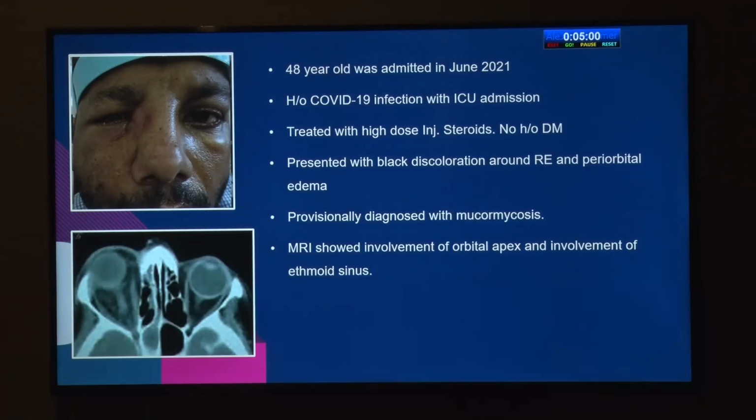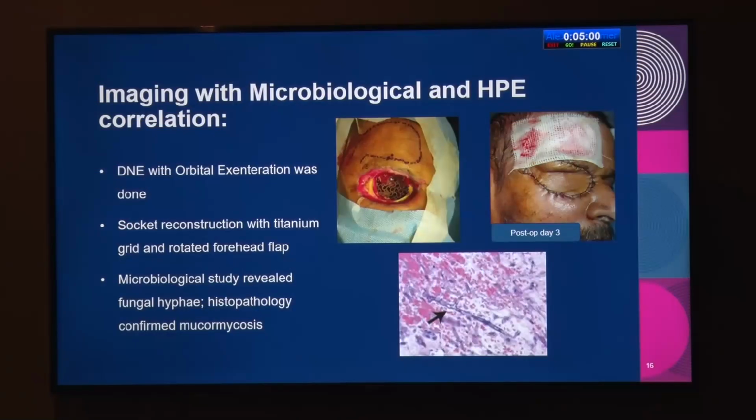Coming to my third case, this was a 48-year-old male patient admitted to the COVID ICU of our center in June 2021. He was treated with high-dose injectable steroids. He had no previous history of diabetes mellitus. He gradually developed blackish discoloration around the right eye with periorbital edema. We provisionally diagnosed him as mucormycosis, and the MRI showed involvement of the orbital apex and the ethmoid sinus.